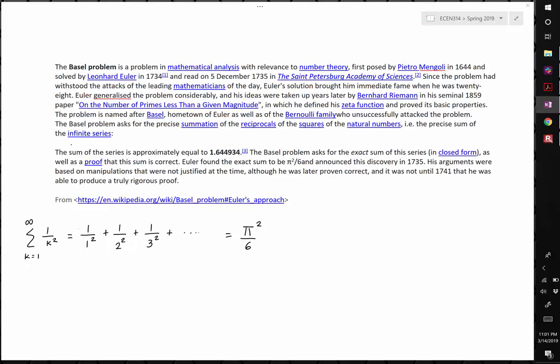And Euler solved this problem in 1734 and remarkably showed that the exact value of this expression is, believe it or not, pi squared over 6. And we're going to show how to get pi squared over 6 as the solution to this sum of infinite terms in this series. And we're going to use Fourier series to show this.